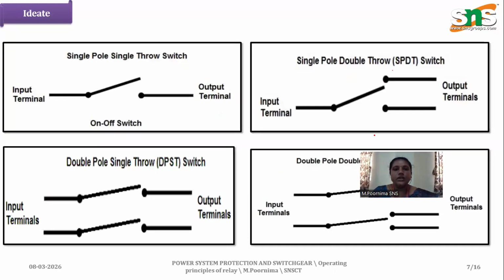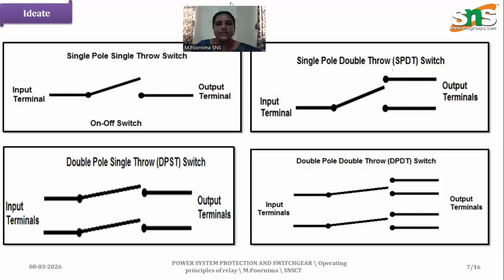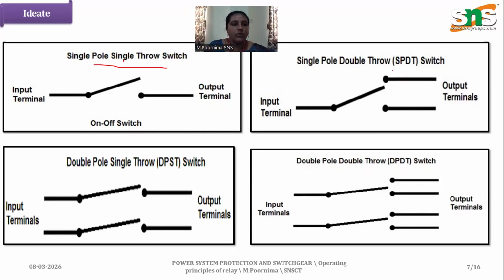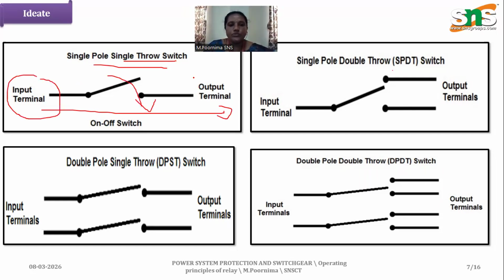First, we can see here it is single pole, single throw. We have only one pole, and we have a single throw, when it is on or off. So when the input terminal is there, the output terminal is there. So we have only one condition, whether it is on or off.